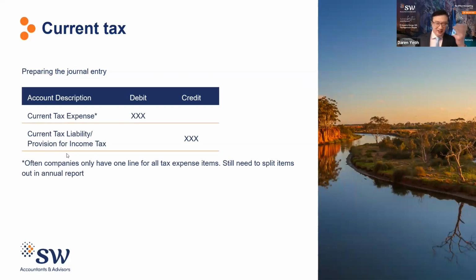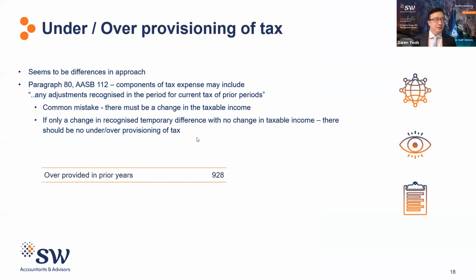So this is a journal which you are familiar with to post your current tax expense. Expense is debit, and credit, the other side, is current tax liability or your provision for income tax.